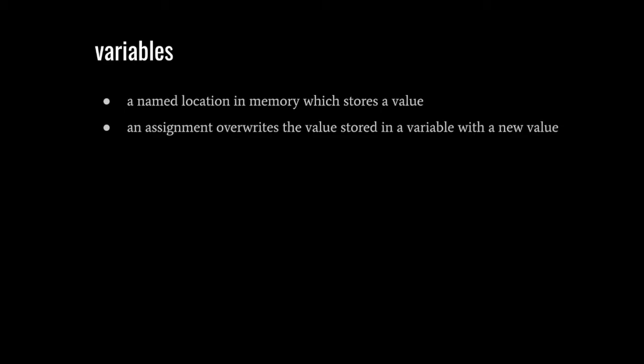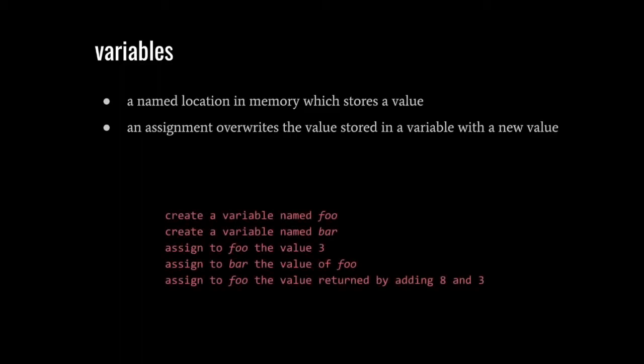An assignment takes a value and stores it in a variable by overriding whatever was already there. So say in our code, we might create some variable named foo and another variable named bar, and then we can assign to foo the number value 3, so we can directly assign new values to variables. What we can also do is take the value of an existing variable and assign it to another variable, so we can say assign to bar the value of foo. Whatever is currently stored in foo gets copied into the variable bar. And we can also assign to variables the result of operations. Operations return values, and those values can then be assigned into variables. So say we can assign to foo the value returned by adding 8 and 3. So then the value 11 would be copied and stored in the variable foo.